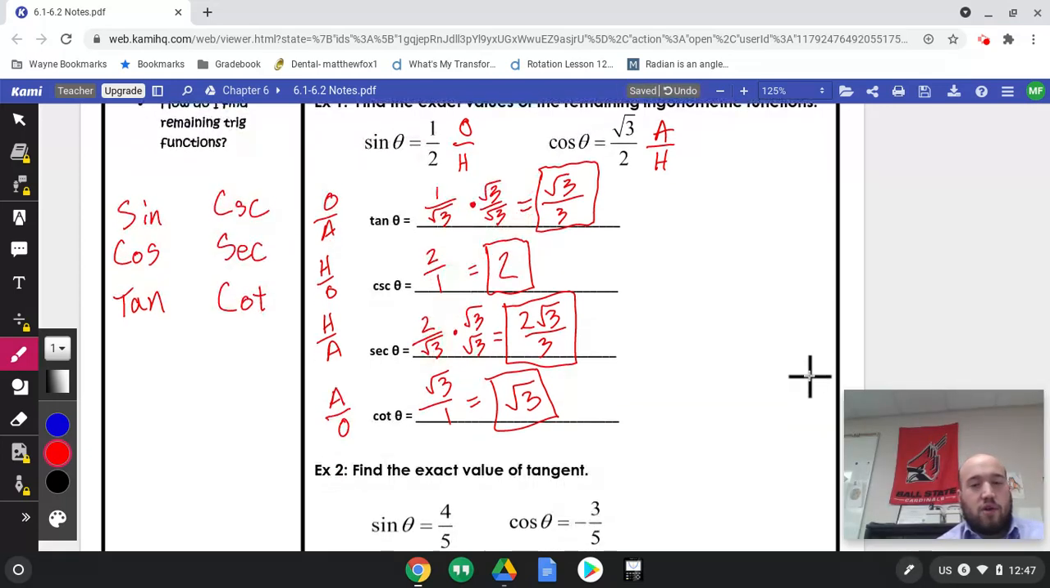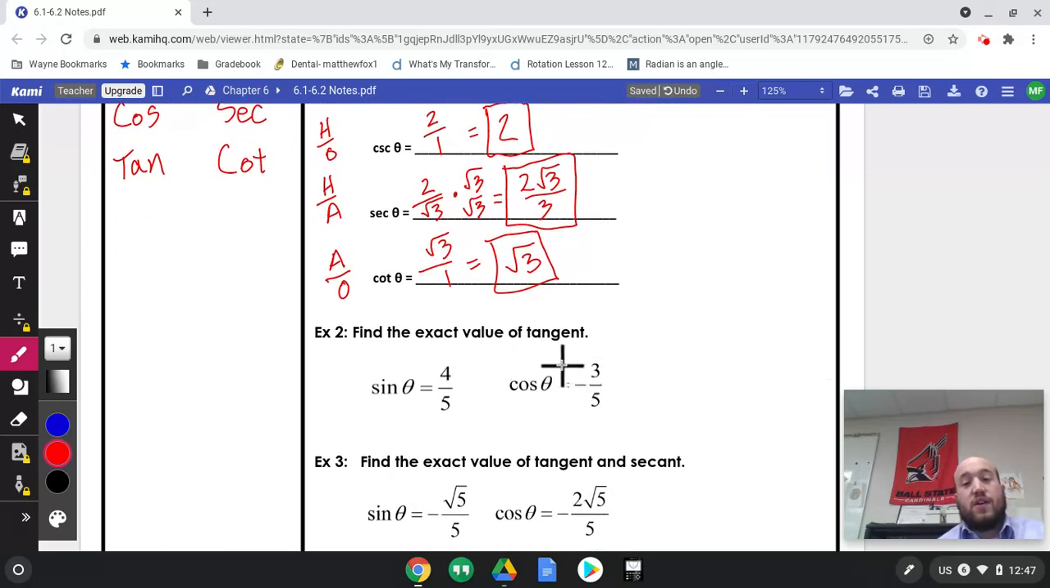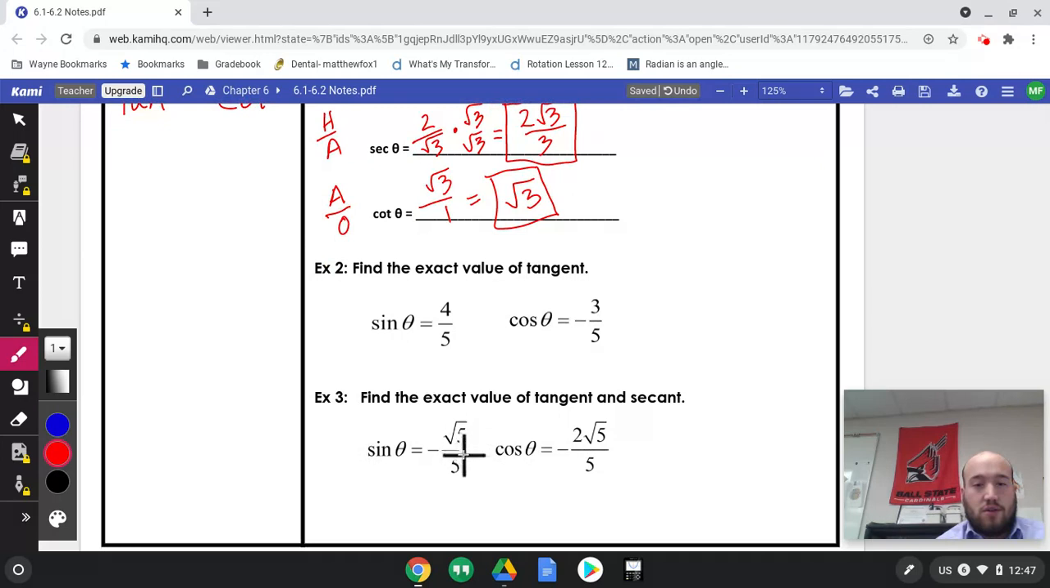Now, for our next one, same approach. This time, all it asks us to find is the value of tangent. So all we need to find here is tangent. The only difference you might notice is now I have a negative sign right here. We have not had negatives yet. So some of you might be wondering, does that go with the 3? Does that go with the 5? Does it go with both? Well, here's the thing.